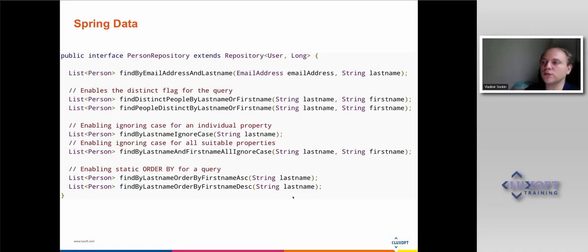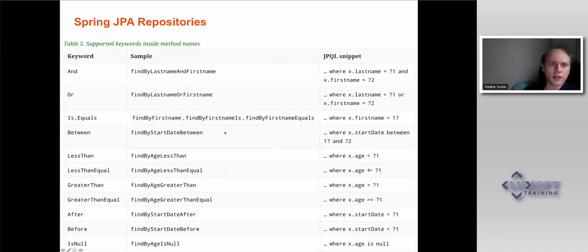And we do not have to create these methods. We just have to specify the names of these methods in the interface, and then the implementation will be provided by Spring. And here you can see the supported keywords in the methods. For example, we are able to use the AND keyword, like find by last name and first name, or the OR keyword, and it will generate the appropriate JPQL.